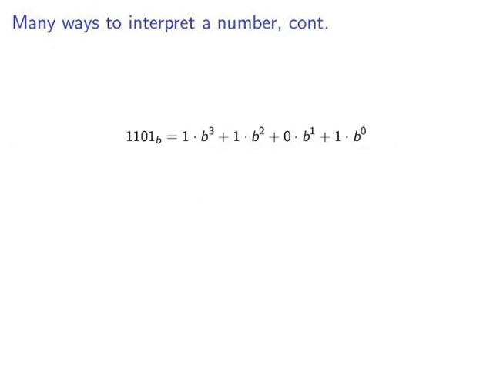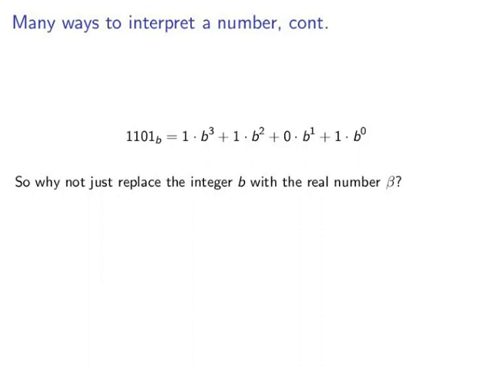Now let's return to this 1101 in base b. If we look at this, there doesn't seem to be a reason why we can't replace the integer b with a real number beta. So let's do that. Let's say 1101 in base beta is 1 times beta to the 3, plus 1 times beta to the 2, plus 0 times beta to the 1, plus 1 times beta to the 0. That's meaningful, right? By the way, we will often refer to a base beta expansion as just a beta expansion.